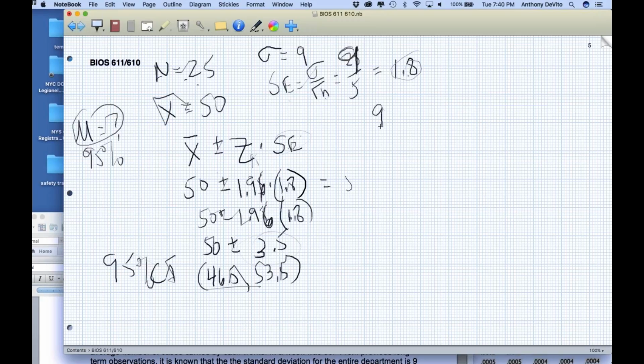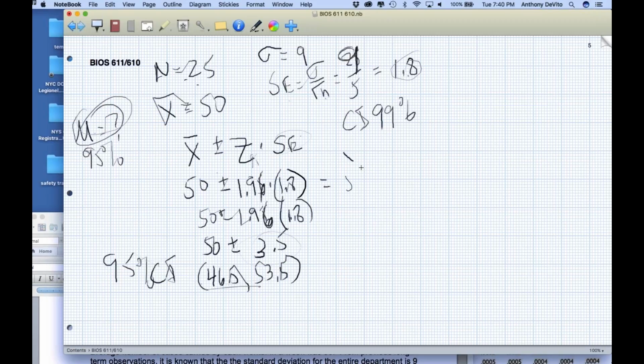Now let's try calculating. Let's say I want to be more confident that I really captured it. I want to be 99% sure that I really captured the population mean between these two numbers. So I'm going to try a 99% confidence interval. So first of all, is it going to be wider than this or narrower than this? It's got to be wider, right? Makes sense. And if you want to be more confident, you need a wider margin to make sure you capture it.